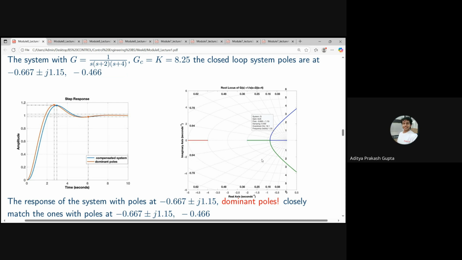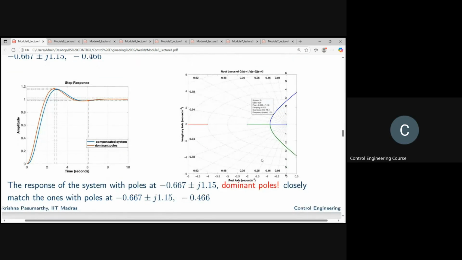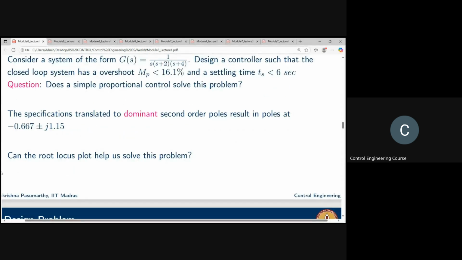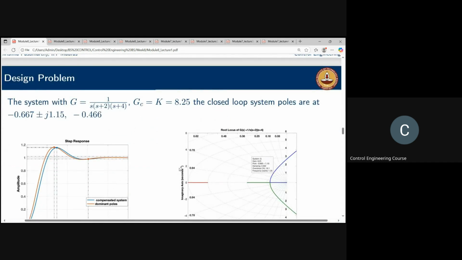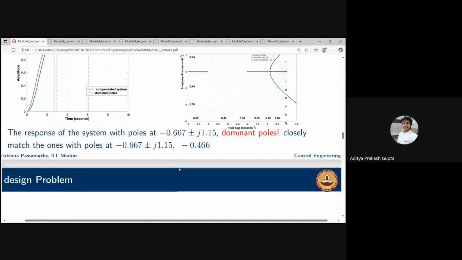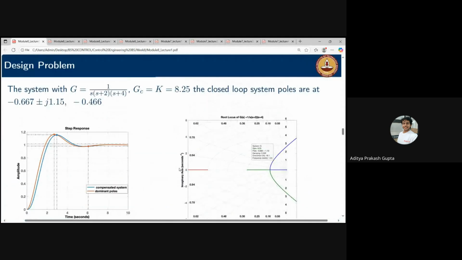Yes, sir. So that is why you see this. So the answer to this is yes. Can the root locus help us solve this problem? Yes. Got it? Yes, sir. So how did you come upon this conclusion?